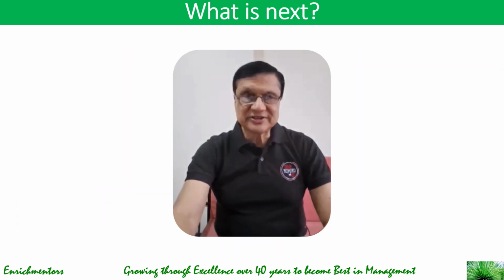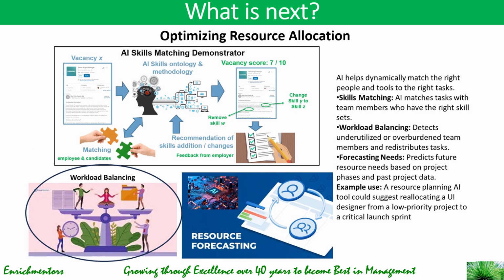So what do we do next? In the next lecture, we will talk about the second part of resource allocation optimization, and that is workload balancing, where we will talk about how to detect underutilized or overburdened team members and redistribute the tasks. So that's what we have for you in the next lecture.